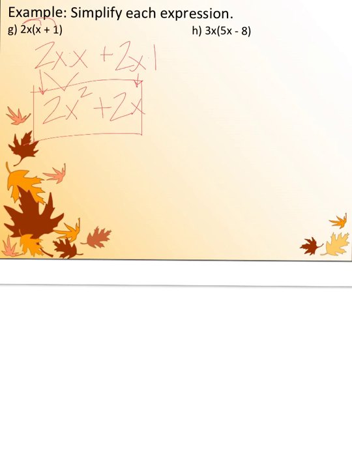Example H, I see subtraction, so I'm going to do my keep, change, change, or add the opposite. 3x is multiplied to the parentheses, so we're going to do 3x times 5x plus 3x, times -8.